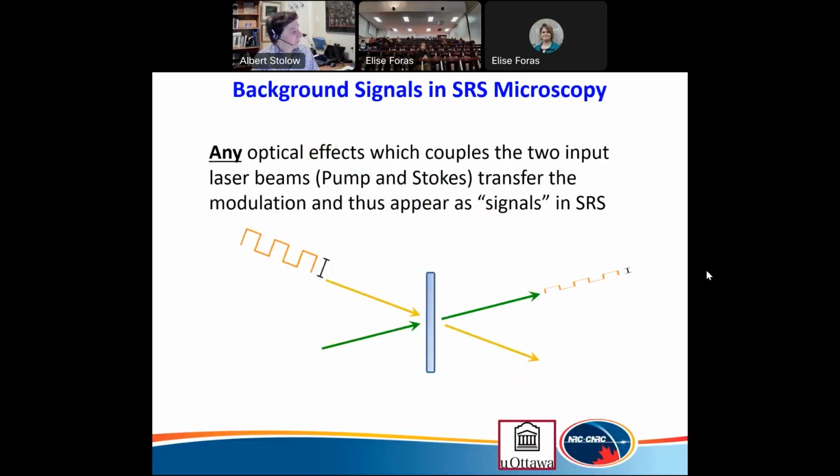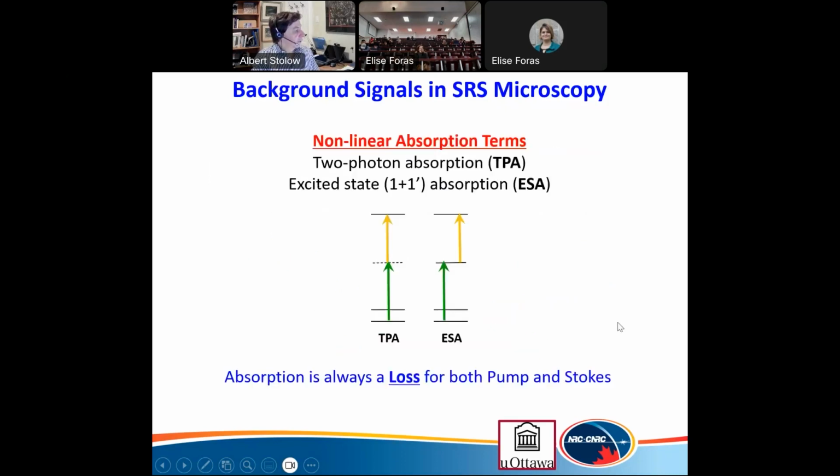So why are there signals? Well, let's think about the basic physics of what we're doing. We're sending two laser beams focused into a sample, the pump and the Stokes. And one of them I'm blinking on and off, I'm modulating. And what I'm doing is I'm looking for how the presence of one laser beam affects the transmission of the other. If there's any coupling which affects it, then the modulation will be felt by the other laser beam. And this is what we measure in SRS, this transfer of modulation from one laser beam to the other. So this means that any type of physical coupling in the focal volume, in other words, anything where the presence of one laser beam affects the other laser beam, will appear like a signal to you.